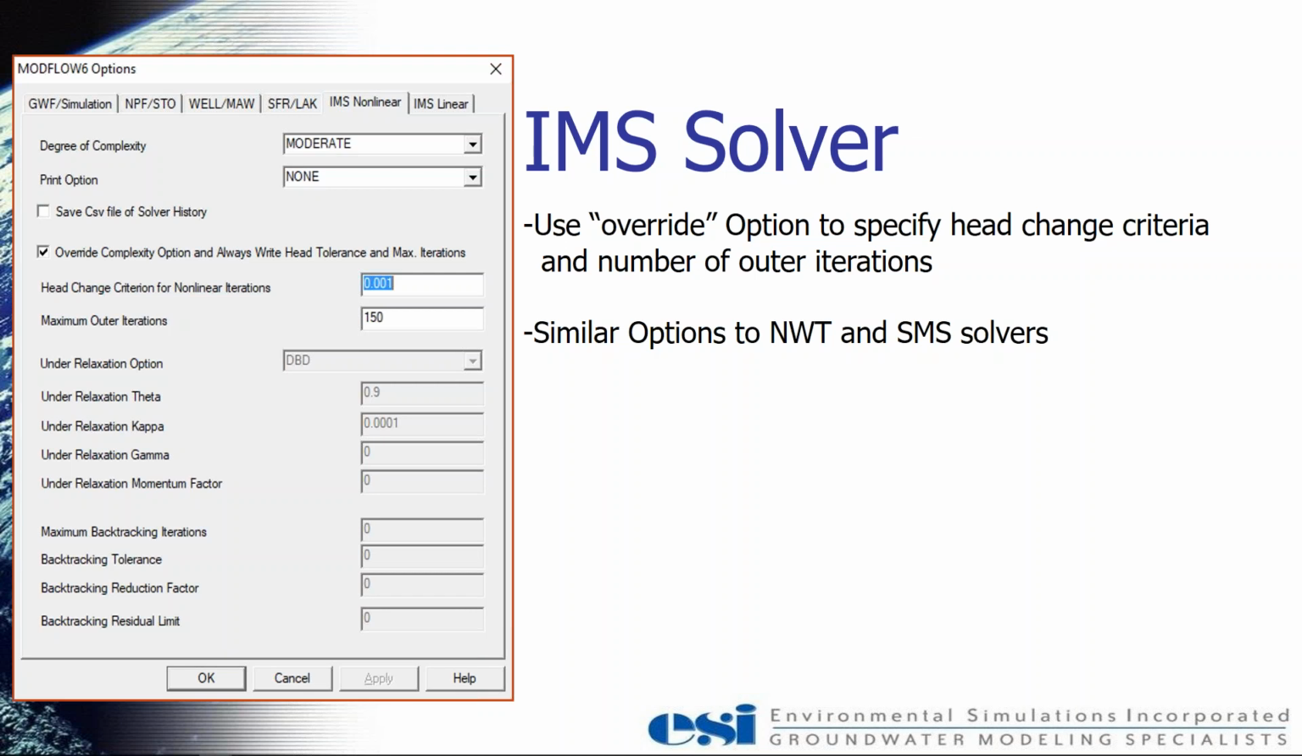So what we've done is put in an override, which is this checkbox here that says override complexity option. So what this means is what you see on this dialog says use a moderate degree of complexity, but instead of using the default head change criteria and outer iterations, use the ones I've entered. And I think that's what you will use most of the time. At least that's the way we have it set up now. That's the way I've used it in my testing, and I think that works the best.